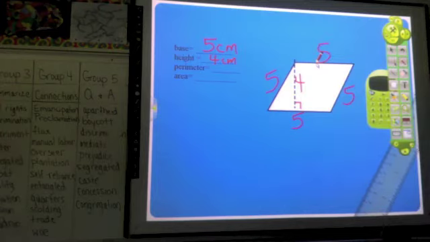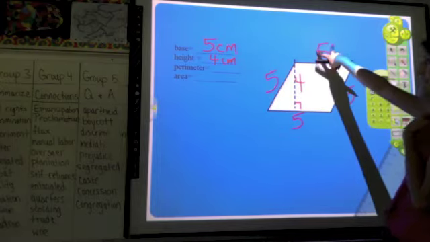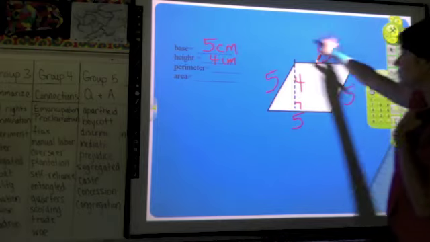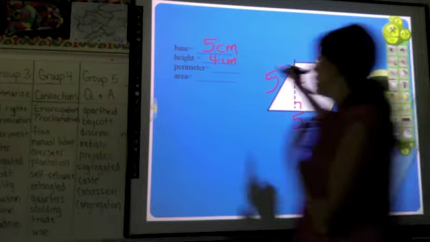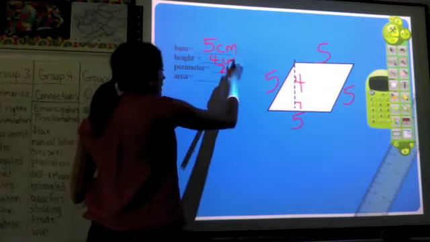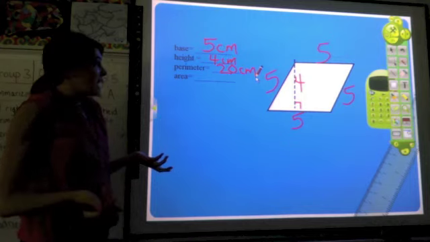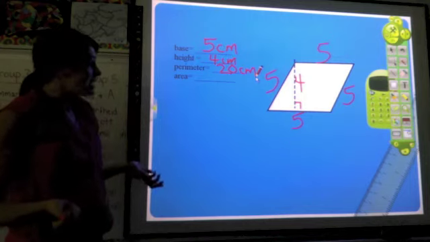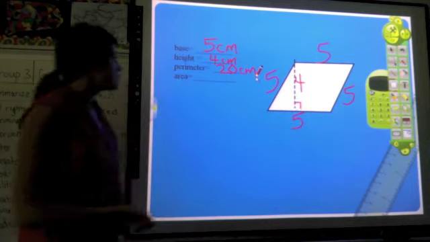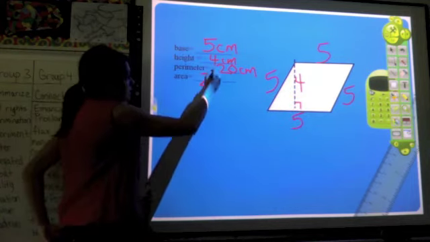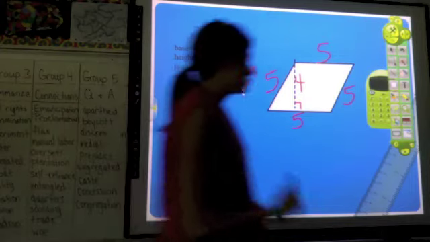To find the perimeter, I just add up all my sides. I know that 5 plus 5 plus 5 plus 5 equals 20. I also know that I have 4 5s here, and 5 times 4 is 20. So my perimeter is 20 centimeters. To find the area, I would just take the base times height, and my height here is 4, and 5 times 4 is 20. So my area is also 20 centimeters.